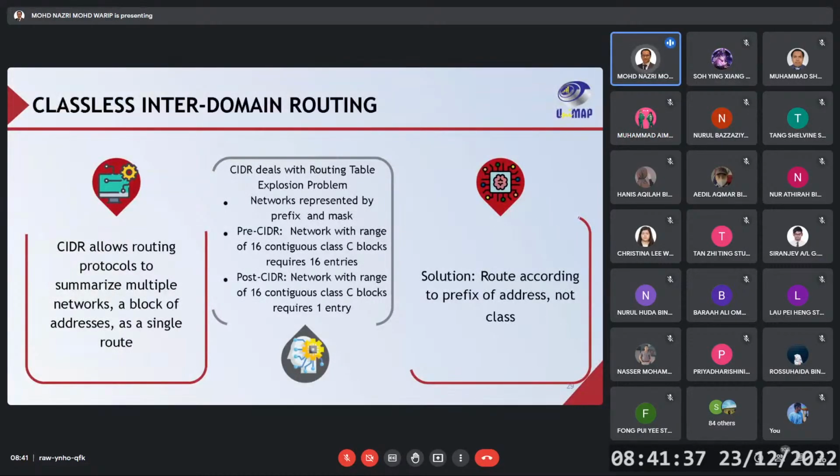So the solution is to route according to the prefix of the address, not class. So in this case, it's classless. It depends on the prefix of the address.